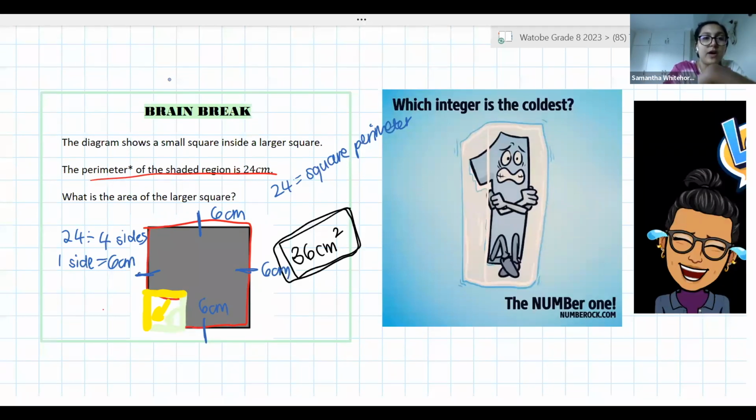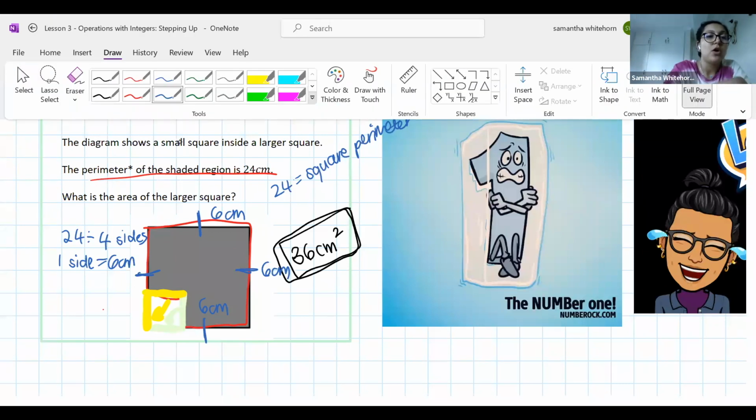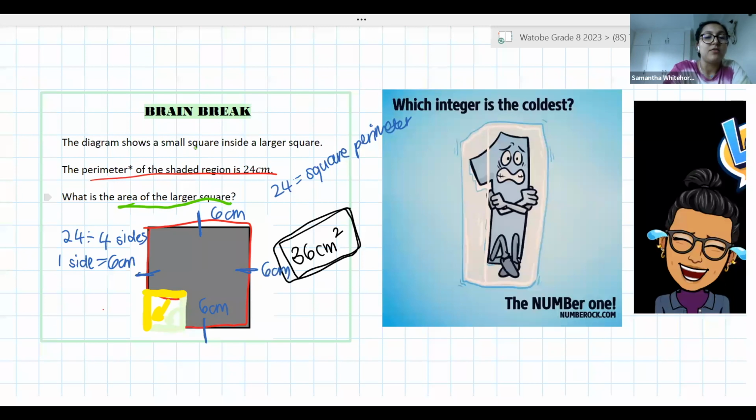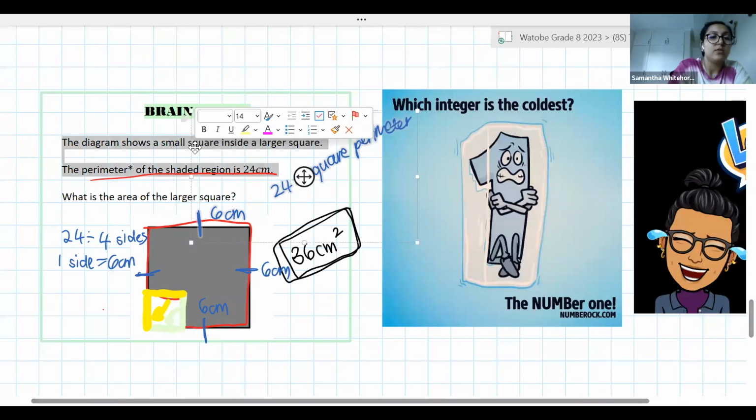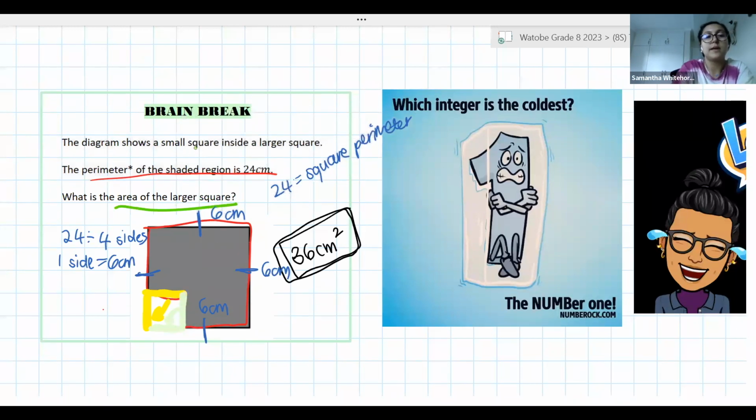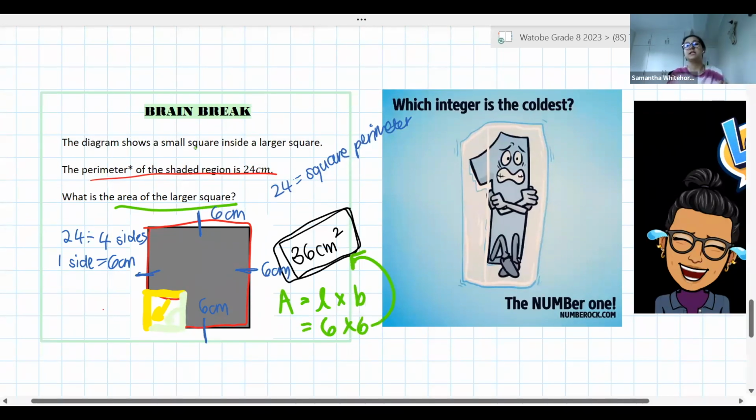And so now the final question, or the question you wanted to answer, was: what is the area of the largest square? Because we now know that the side lengths are 6, and we know that area is length times breadth, we would have 6 times 6, which gives us 36 centimeters squared.